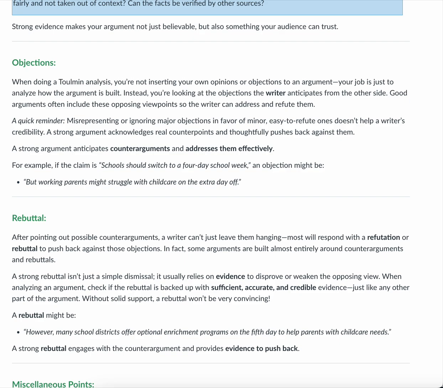Next, we have objections and rebuttals. A strong argument will anticipate counterarguments and address them effectively. For example, for our claim, an objection might be, but working parents might struggle with childcare on the extra day off. Your rebuttal might look like, however, many school districts offer optional enrichment programs on the fifth day to help parents with childcare needs. We want to essentially look into the future, think about what possible counterarguments might arise, and build a rebuttal based off of that.